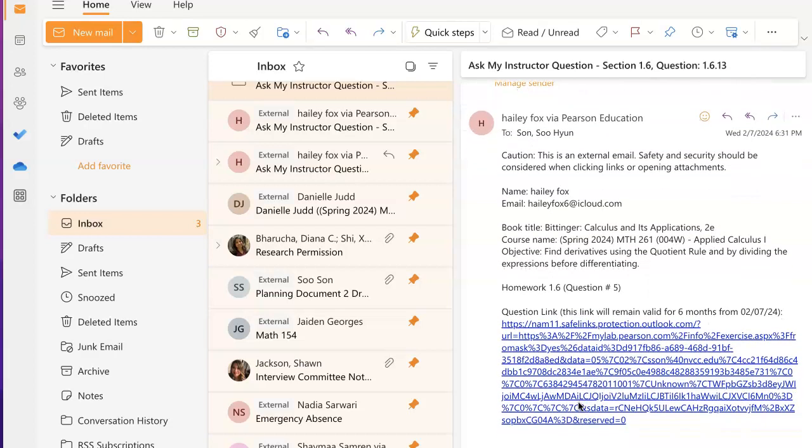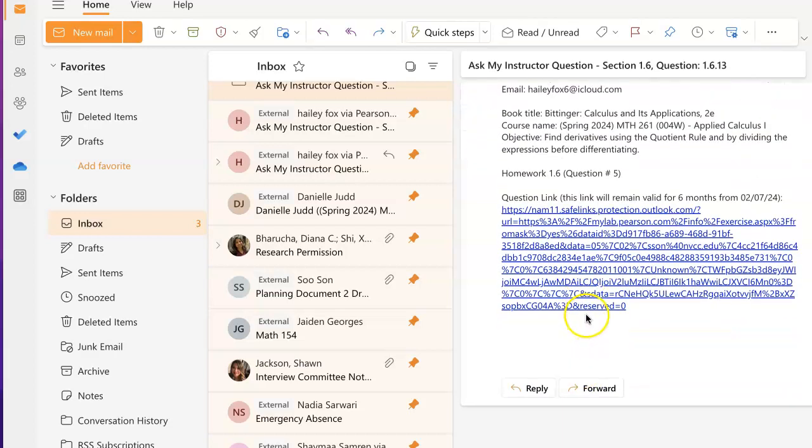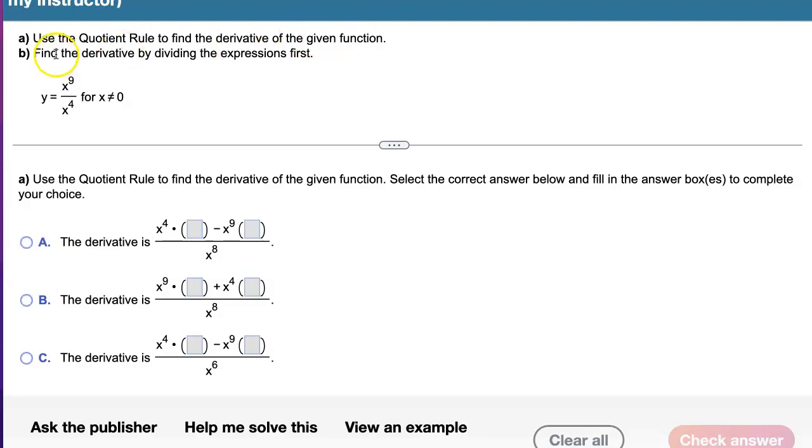This video is for my Math 261. We're looking at homework 1.6, question number 5. So part A says use the quotient rule to find the derivative of a given function.